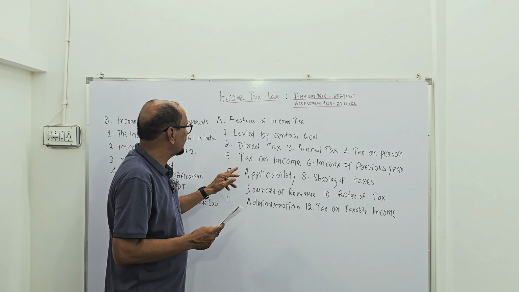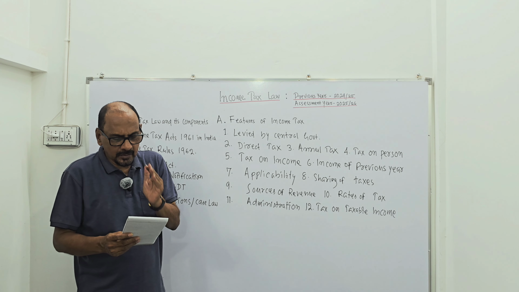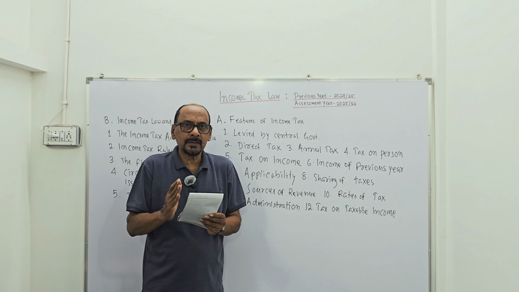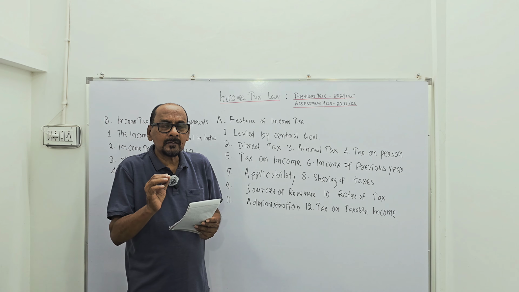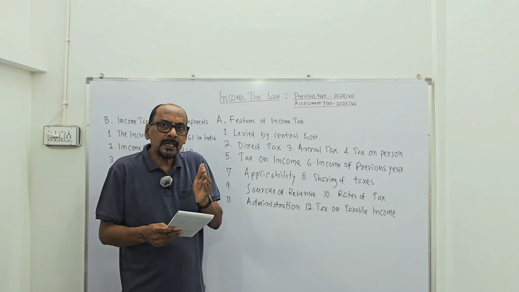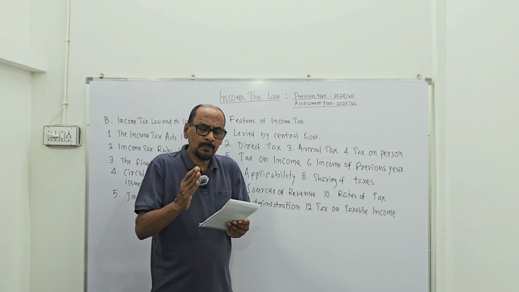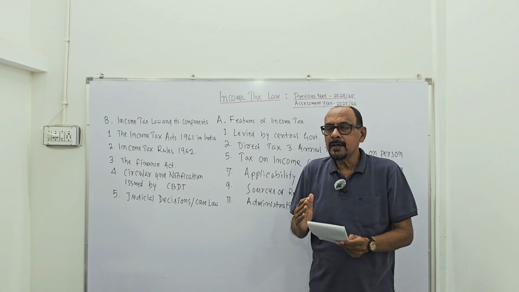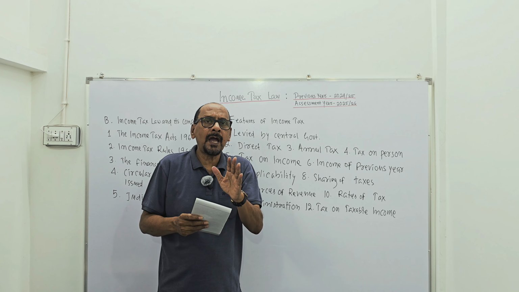And another feature is tax on income. Again, the Income Tax Act has defined what is income. It includes which incomes are chargeable to tax. So the income may be salary, income from house property, income from business or profession, income from capital gain, and income from other sources. Generally, there are five major heads of income.